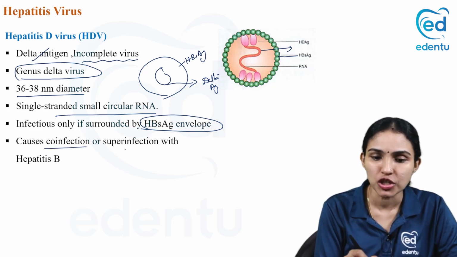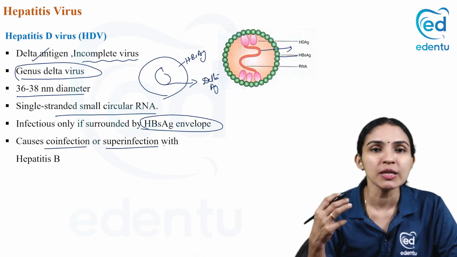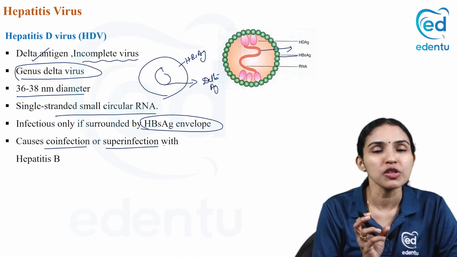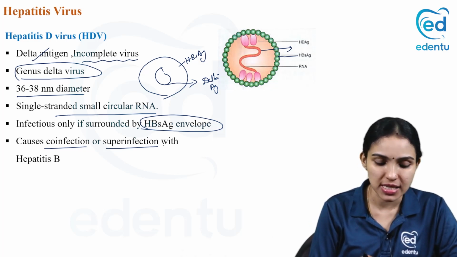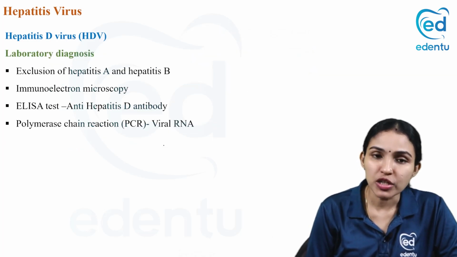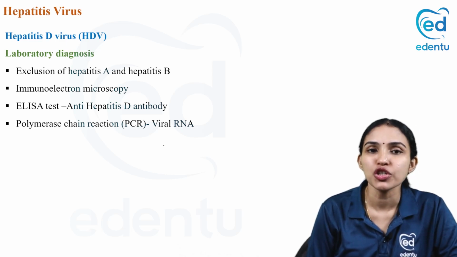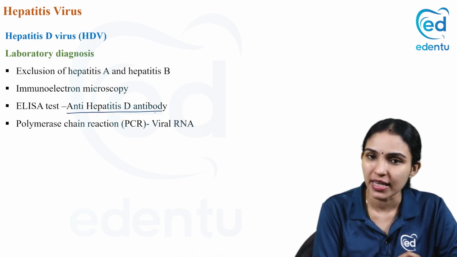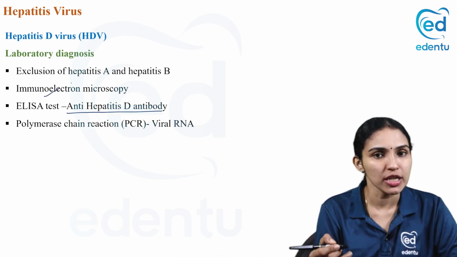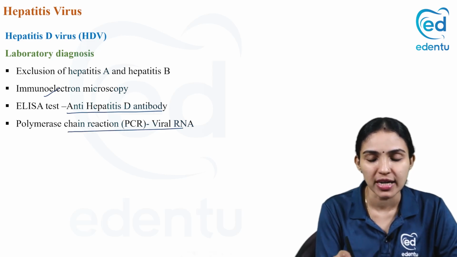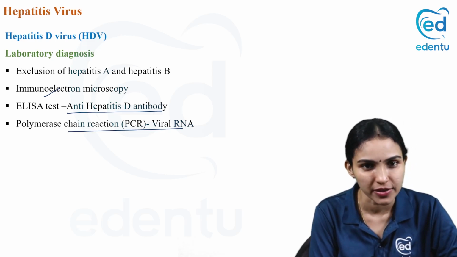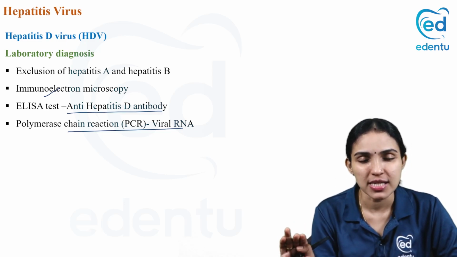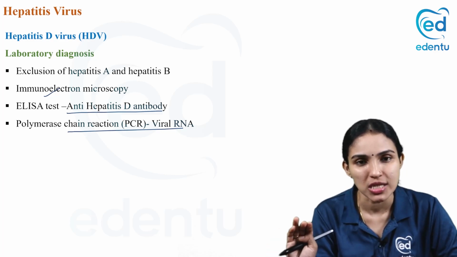It can either be a co-infection or a superinfection. So people who are already infected with hepatitis B can get a superinfection with hepatitis D, or both of them can infect together. So laboratory diagnosis of hepatitis D is by exclusion of hepatitis A and hepatitis B first of all, and you can check for anti-hepatitis D antibody by ELISA. You can also look for the virus by immunoelectron microscopy, and also pick up viral RNA by PCR. So this is also an RNA virus. Remember, D is called the delta antigen, and it's not a complete virus. It requires the hepatitis B envelope to cause an infection.